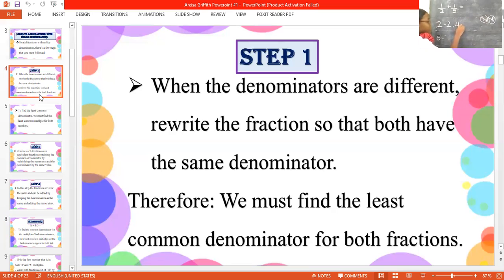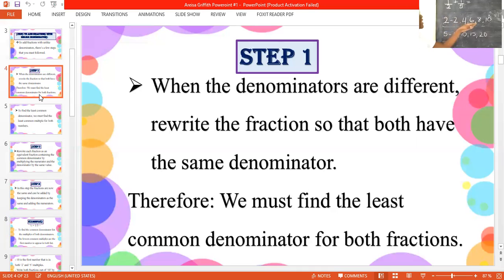So what other numbers do you know 2 can be divided into without leaving any remainder? 6, what else? 8 and 10. And we can go on and on. So what numbers can 5 be divided into without leaving any remainder? 5, 10, 15, 20, 25, and we can go on and on, okay?